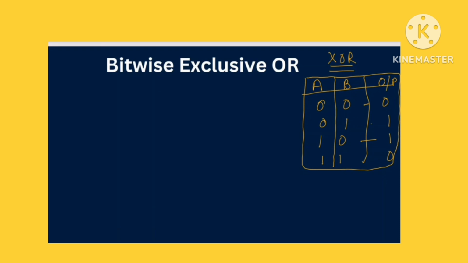Let us write the first question: 4 exclusive OR 9. So 4 will be 0 1 0 0 and 9 will be 1 0 0 1 in binary. Check the bits, top and bottom: 0 and 1, different input, output 1. 1 and 0, different input, output 1. 0 and 0, same input, output 0. 0 and 1, different input, output 1. So you will get 1 1 0 1, and this is the binary number of 13.